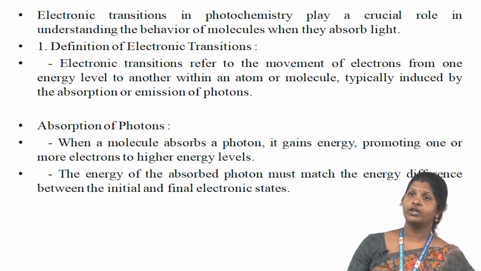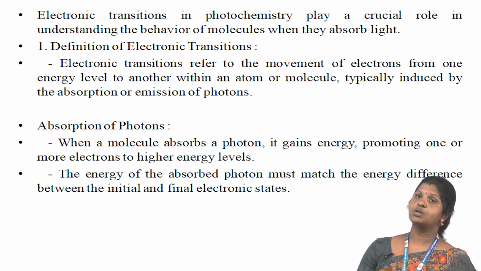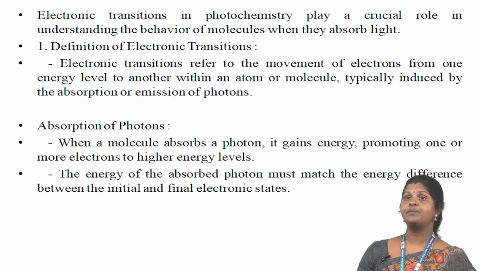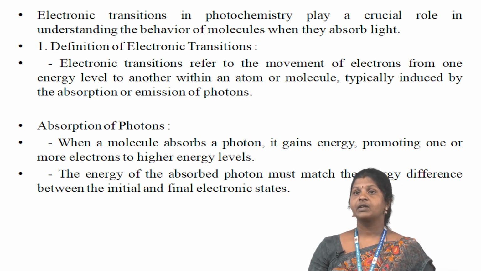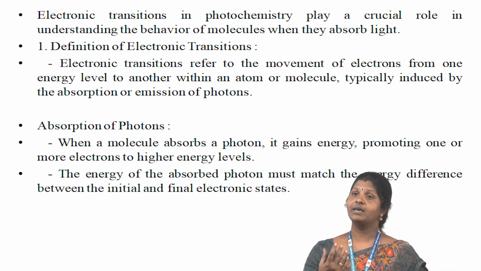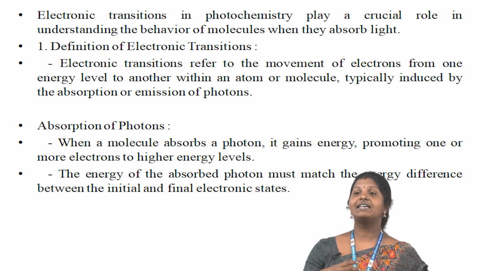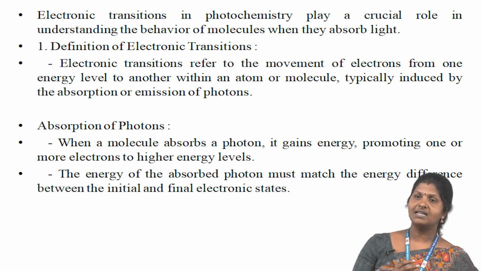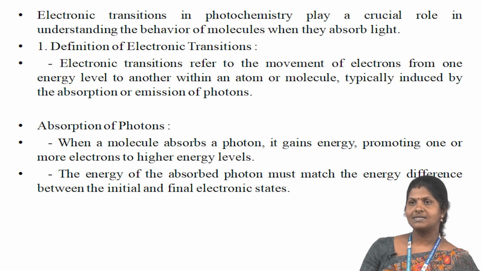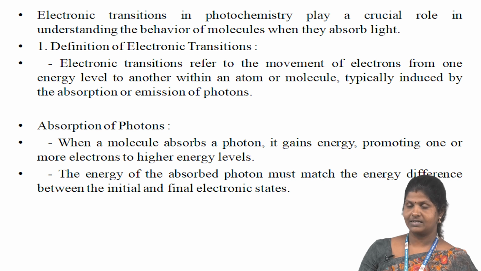Electronic transitions in photochemistry play a crucial role in understanding the behavior of molecules when they absorb light. By definition, electronic transitions refer to the movement of electrons from one energy level to another within an atom or molecule, typically induced by the absorption or emission of photons. Then absorption of photons: when a molecule absorbs a photon, it gains energy, promoting one or more electrons to a higher energy level. The energy of the absorbed photon must match the energy difference between the initial and final electronic states.